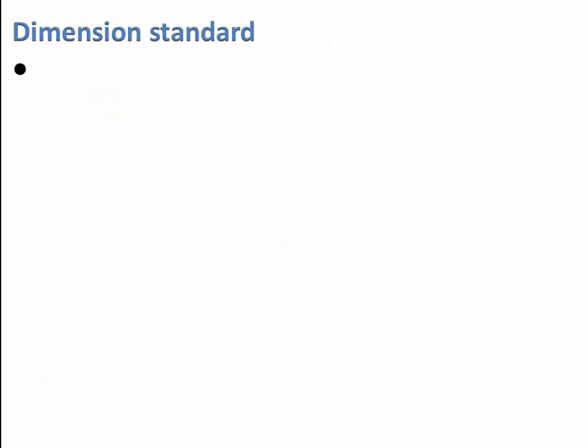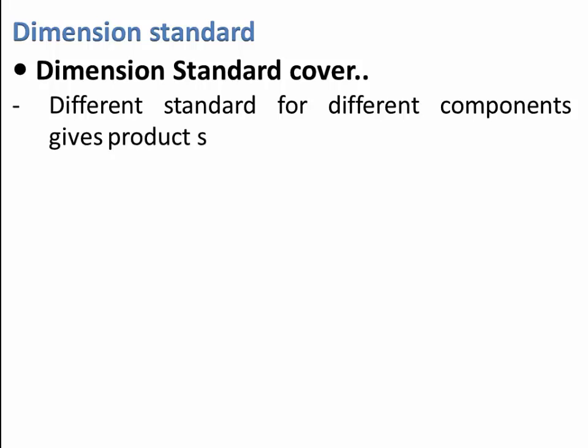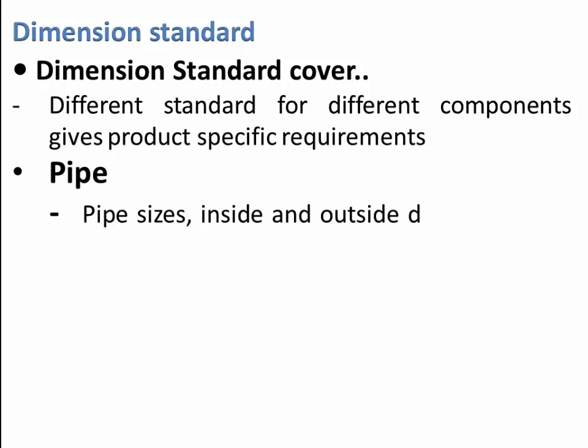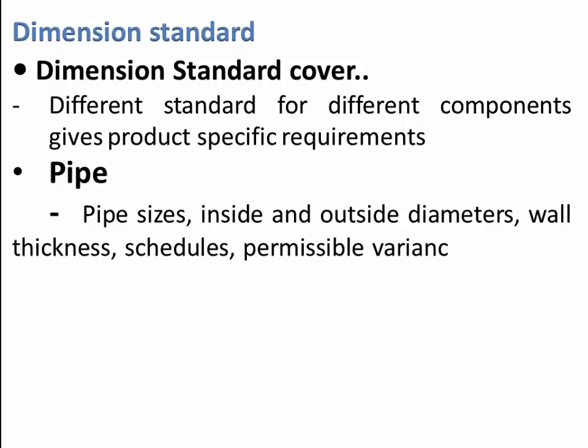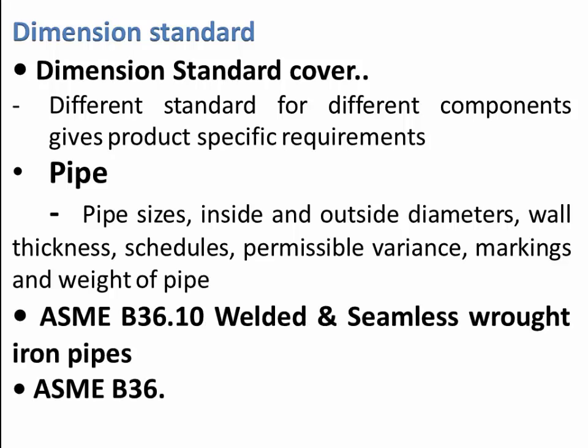Dimension standard cover. Different standards for different components give product-specific requirements, pipe sizes, inside and outside diameters, wall thickness, schedules, permissible variance, markings and weight of pipe. ASME B36.10 welded and seamless wrought iron pipes.